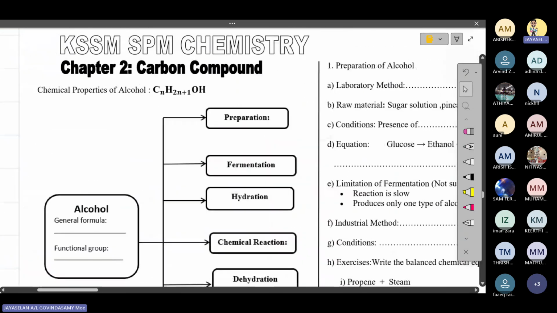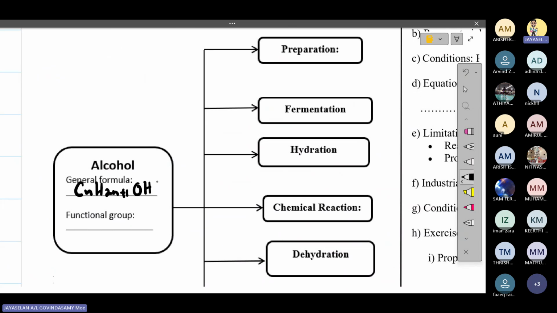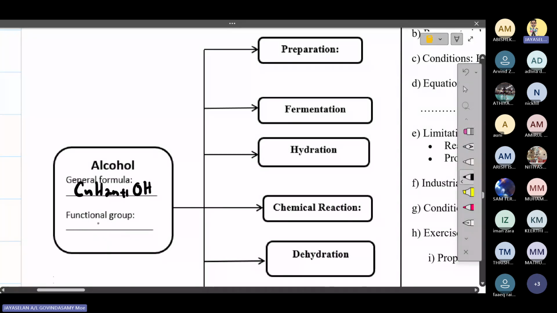So we go for alcohol. What is the general formula of alcohol? CnH2n+1OH. What is the functional group of alcohol? You can write it like this, but when writing, don't write it like this, that is wrong. This one is wrong. You must put OH to be correct.